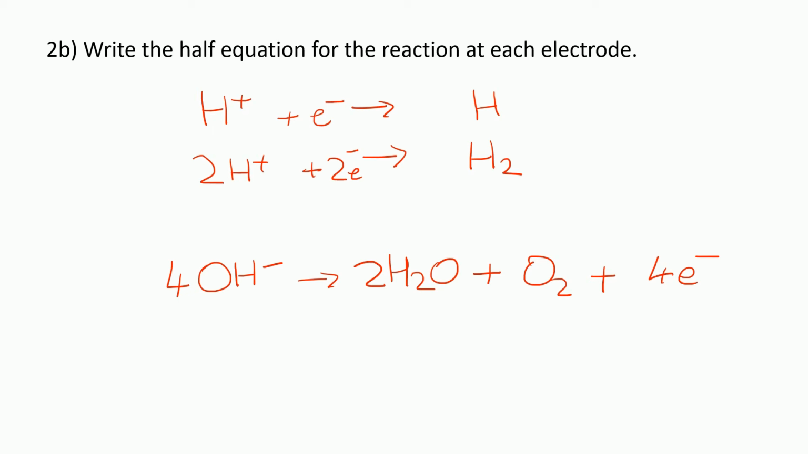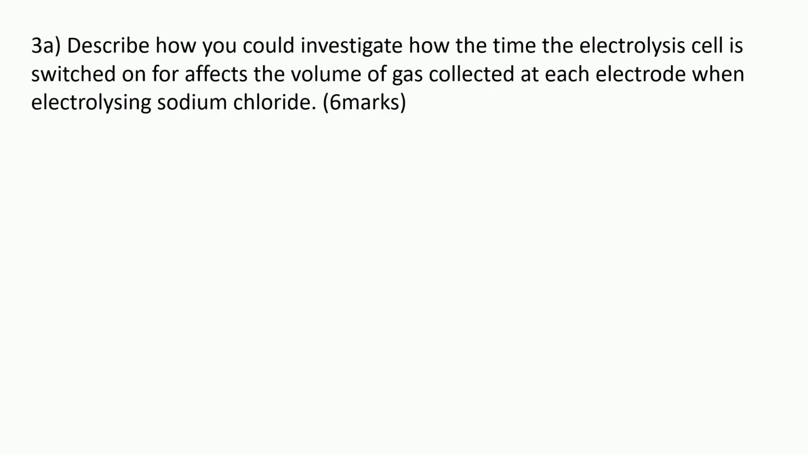So here's a question where it could ask you to describe a method for 6 marks. Describe how you could investigate how the time the electrolysis cell is switched on for affects the volume of the gas collected at each electrode when electrolysing sodium chloride. So pause the video, have a go at writing an answer, and then resume the video to see if you've missed anything out.